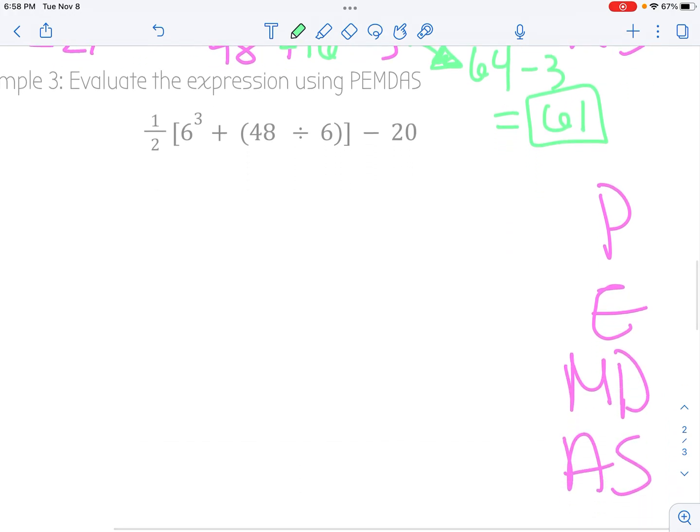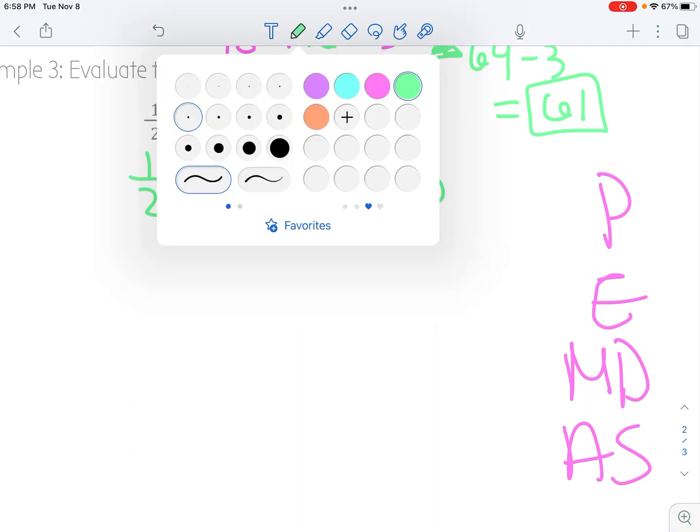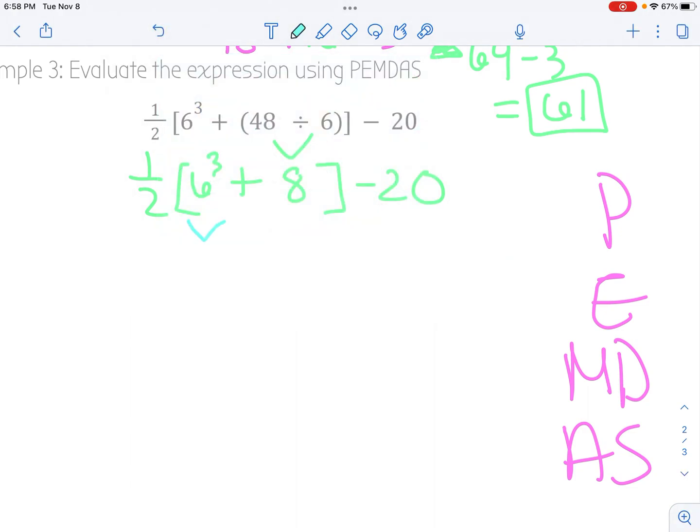All right, last one, PEMDAS. Do I have parentheses? Yes, I do. I have 48 divided by 6 first. 48 divided by 6 is 8. Everything else stays the same. I'm going to bring everything else down for right now so I don't lose my placing. Next, my brackets are still my parentheses. In my parentheses, I need to do my exponent first. I have 6 to the power of 3, which is 6 times itself 3 times. 6 times 6 is 36. 36 times 6 is 216. Everything else is going to stay the same.